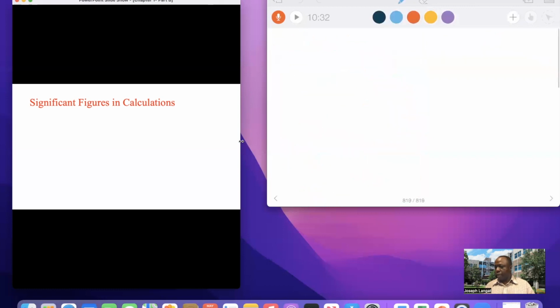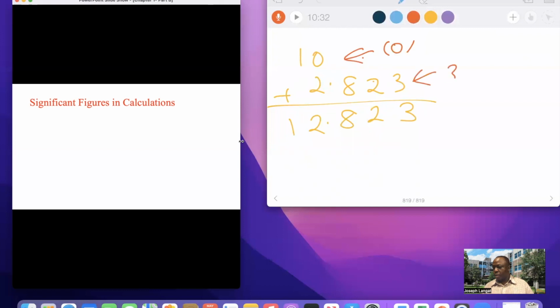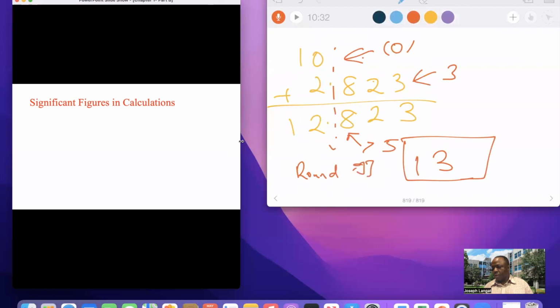If it doesn't have any, let's say 10 plus 2.8 to 3, this is 12.8 to 3. This has 0, this has 3. So that means our final answer will have no place of decimal. This is greater than 5, so we increase the preceding and make it 13. Remember to round off, increase the preceding by 1, okay?